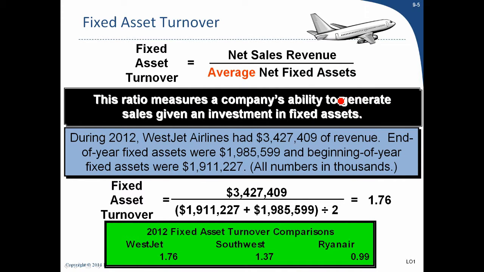Fixed asset turnover. I think we've seen this before. This is a measure of a company's ability to generate revenue based on their investment in fixed assets. So you can compare companies based on how well they're able to use their fixed assets. Look down here, Ryanair, 0.99 versus WestJet, 1.76. WestJet is almost double that of Ryanair. So WestJet's able to use its fixed asset base to generate a lot more revenue. The calculation is very straightforward. It's just sales revenue divided by average net fixed assets.